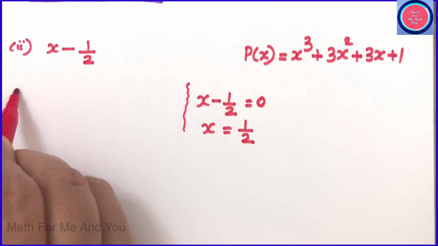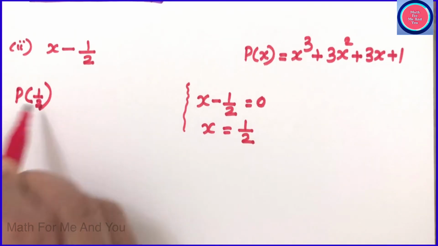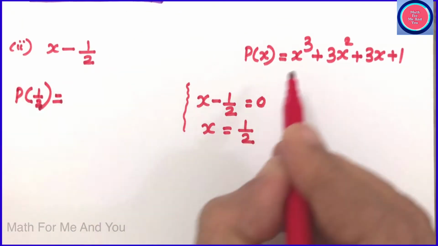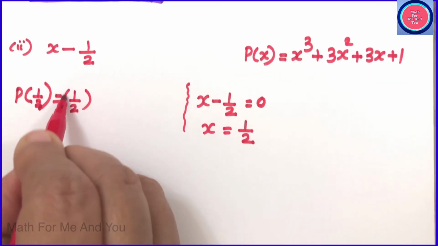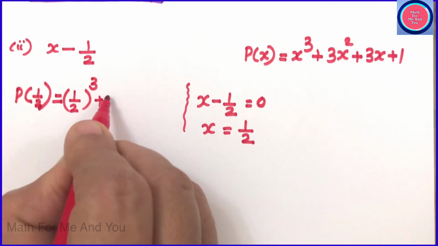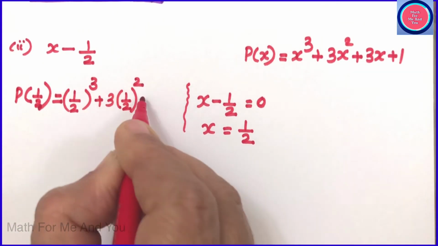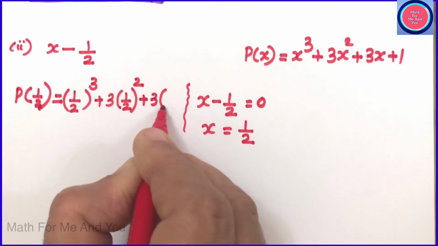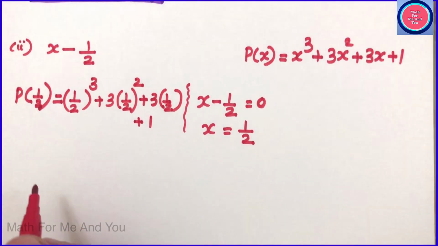Okay, we can do that. In place of x, put 1 over 2. So the left side becomes p of 1 over 2, and on the right side, every x we change with 1 over 2. 1 over 2 all power 3, plus 3x square becomes plus 3 times 1 over 2 the whole square, plus 3x becomes 3 times 1 over 2, plus 1.